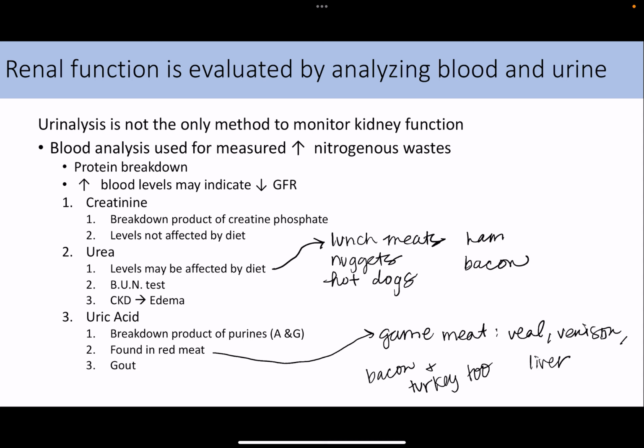About gout? Yeah, if you have high levels of uric acid, it can end up crystallizing, and it usually crystallizes around your joints, specifically the joint in your big toe. It can cause those bones to fuse together, and you'll lose mobility of your big toe, which makes it really painful to walk. It's more common in men, I think.